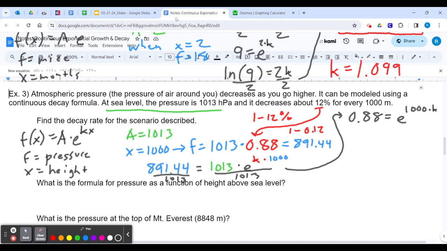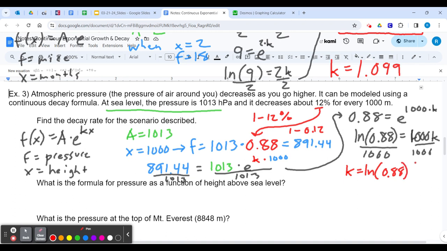Now we have something with a base exponent pair. We can rewrite in natural log form. My ln of 0.88 equals 1,000 times K. And then we can divide by 1,000 to get my K value. And so what that's going to give us is K equals that ln of 0.88 divided by 1,000. And I'm going to leave that growth rate like that.